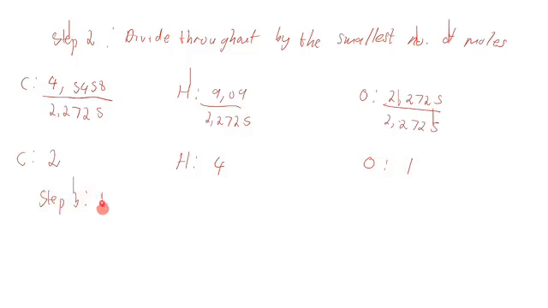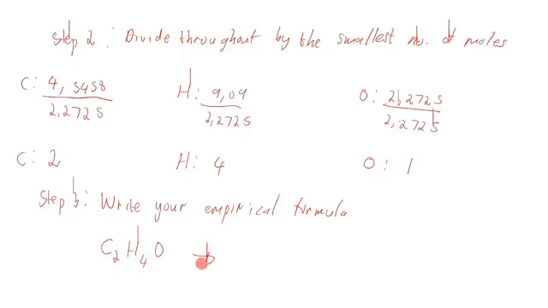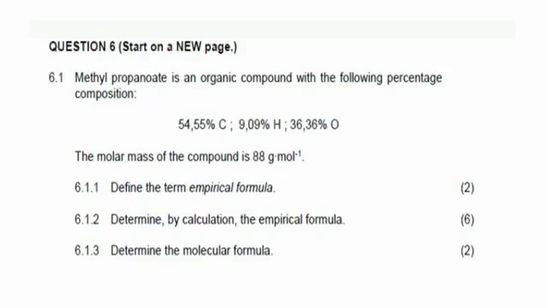So step number 3 is to write your empirical formula. Now that you have this, you have carbon 2, hydrogen 4, oxygen 1. So your empirical formula will be C2H4O. Ta-da!